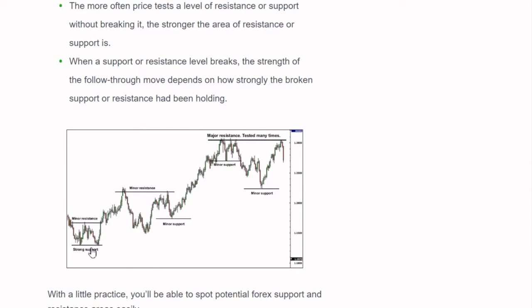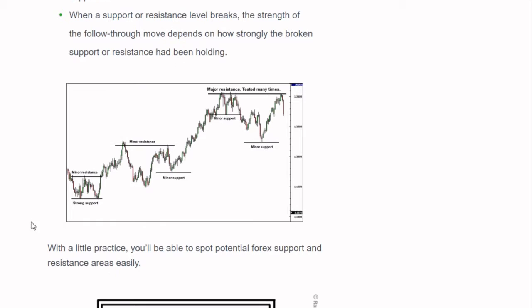Now, you can see they talk about minor support and strong support. So strong support obviously hits that, bounces, hits it, so it's hit it twice, so it's strong. Minor resistance, it's hit it a little bit, and then it's gone right down, and then it's hit it a little bit again and gone back down. So you can see here that's a minor resistance, minor support.